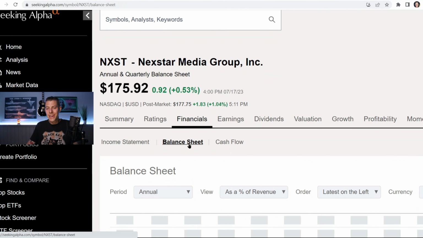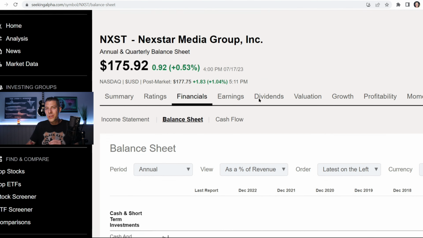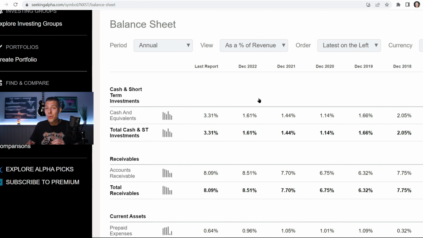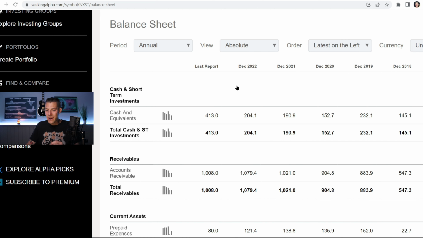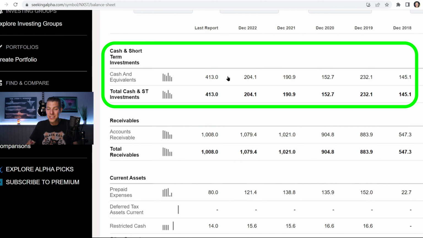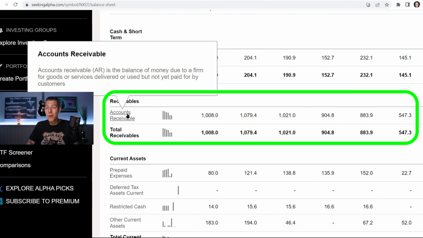So next we're going to click on the balance sheet, which remember shows us what a company owns and what a company owes on that specific day that this filing was made. Now we'll move through this one quickly. A lot of this is self-explanatory. Cash and cash equivalents is cash and things that can be converted to cash relatively quickly, I believe in less than 90 days. You have the accounts receivable, which is what's owed to a company but not yet paid for.